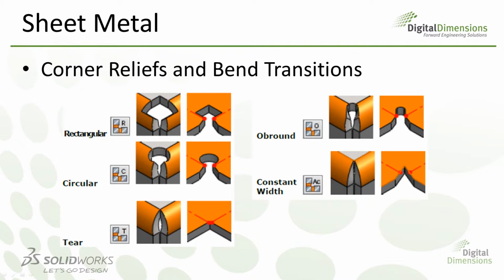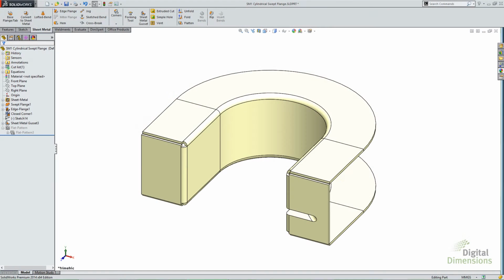Our next enhancement is corner reliefs and bend transitions. And as you can see by the slide here, basically it's the ability to add a true corner relief feature. What's different about prior versions is you actually get to see what it's going to look like in the folded state, whereas in prior versions you could add it only in the flat pattern and you wouldn't really see it when it was folded up. So let's take a look at this feature in SOLIDWORKS. It's underneath the corners menu, called corner relief.